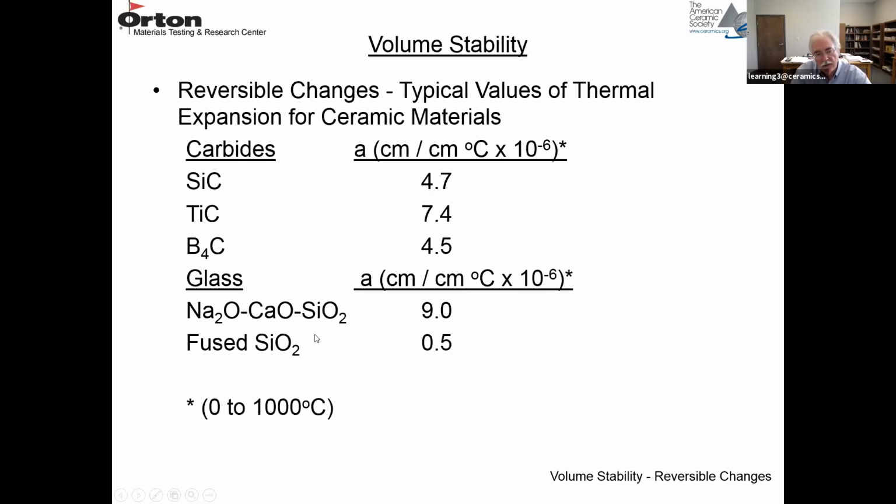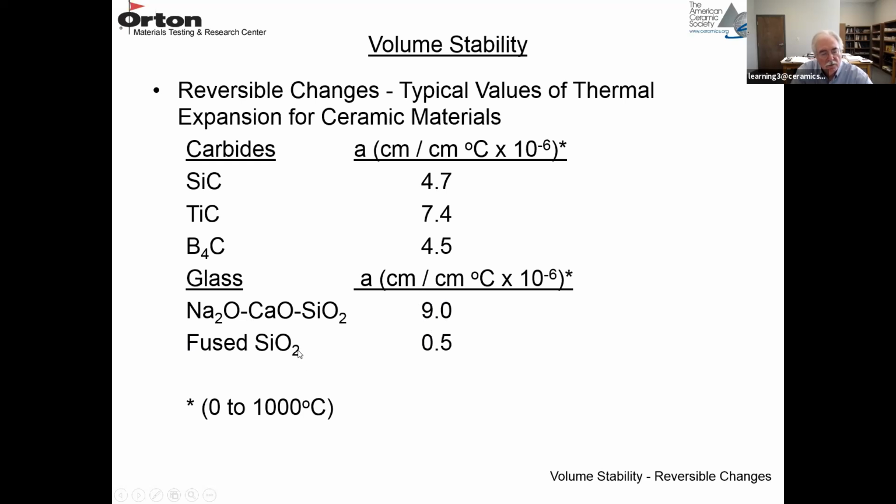And I put glass here. This is just window glass, sodium lime silicate. Glass is a major component of a lot of refractories in the matrix. And that's about 9 times 10 to the minus 6. So it's in the same range as the oxides.